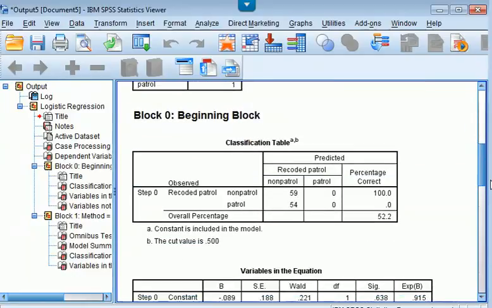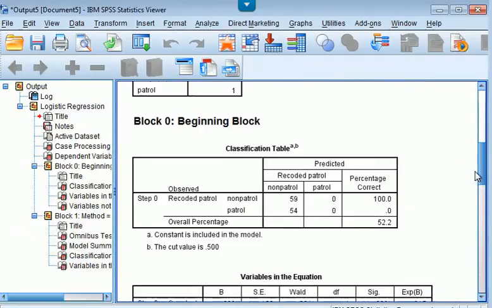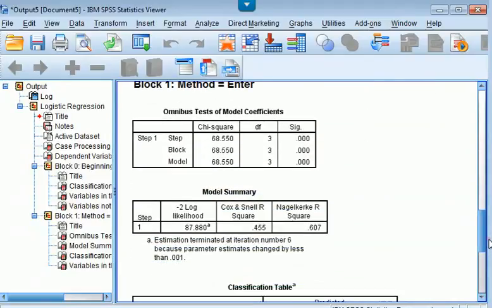Question 8, after you run this, asks you to find the Nagelkerke R-squared and to interpret it. So again, you're going to scroll down a little bit. You'll see the Nagelkerke R-squared is right here. It's 0.607. Again, multiply that by 100, and now you can say 60.7% of the variation in whether or not somebody is in a patrol or non-patrol position is explained by knowing the number of kids they have, the amount of education they have, and the years that they have been in law enforcement.